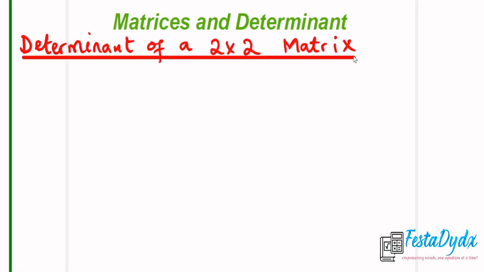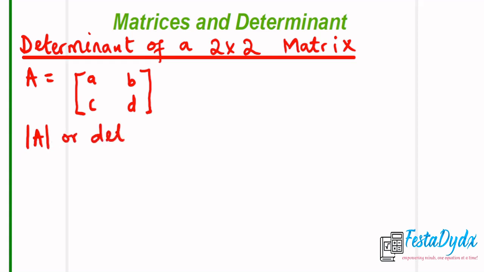A 2 by 2 matrix is a matrix that has 2 rows and 2 columns. Let's assume matrix A has the following elements: A, B, C, and D. Now we have to look for the determinant of A, which can be denoted like this, or we can say det A.